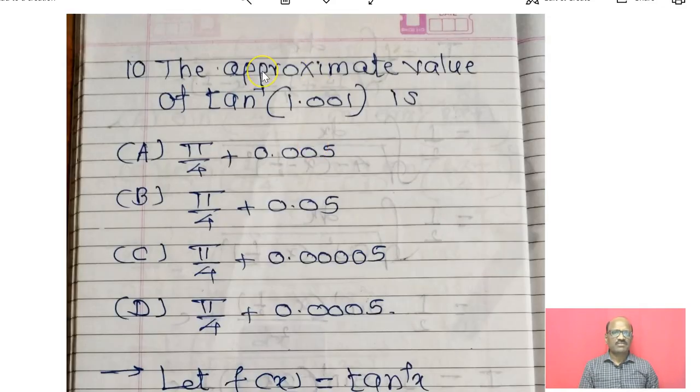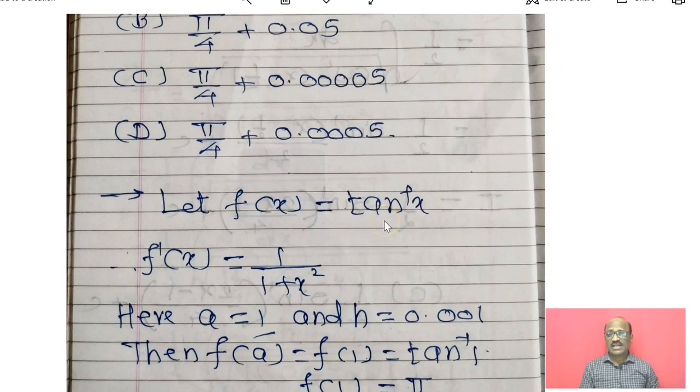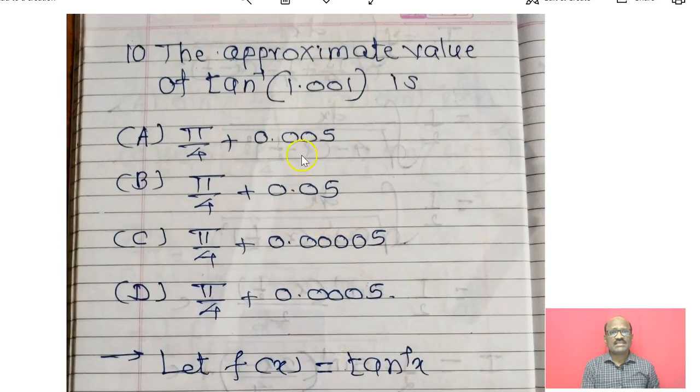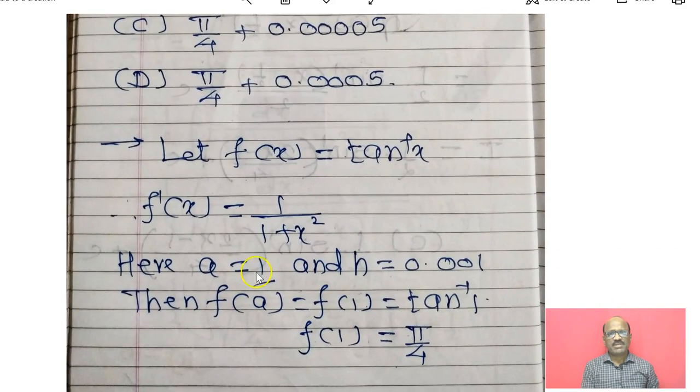Now the next problem is from the application of the derivative. The approximate value of tan inverse of 1.001 is. Now which will be the value? The function is f of x equals tan inverse of x, and its derivative is 1 upon 1 plus x square. Now what is the value of a? That is a equals 1 and h equals 0.001.